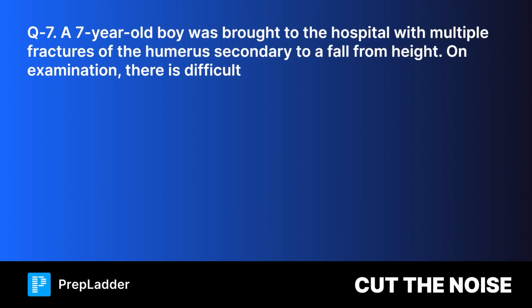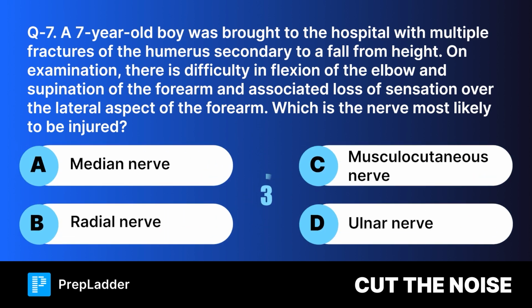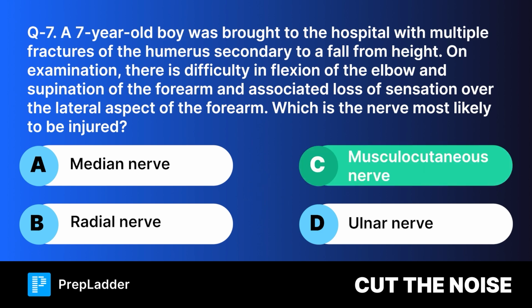Question 7. A 7-year-old boy was brought to the hospital with multiple fractures of the humerus secondary to a fall from height. On examination, there is difficulty in flexion of the elbow and supination of the forearm and associated loss of sensation over the lateral aspect of the forearm. Which is the nerve most likely to be injured? Your options are. And the correct answer is musculocutaneous nerve.